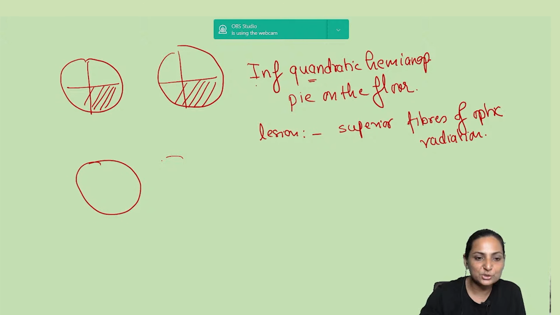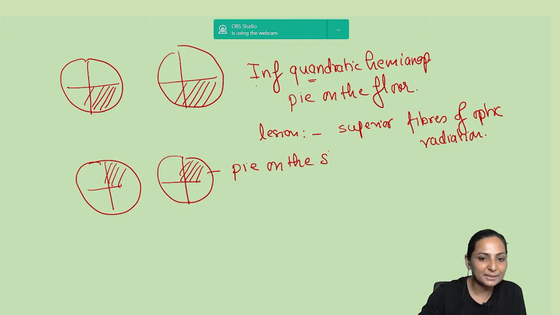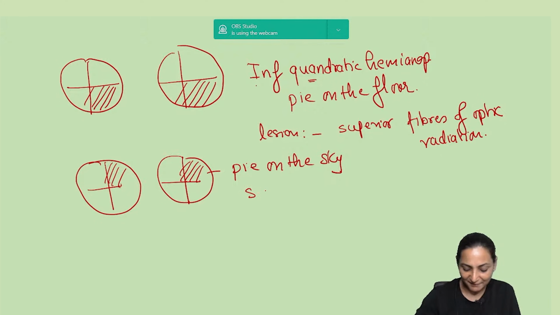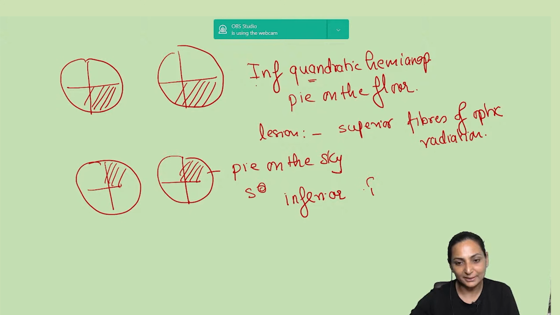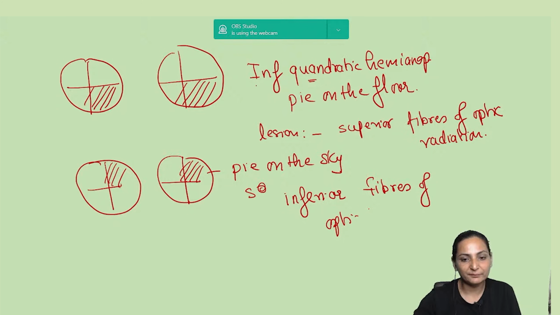Now, when you get a superior quadrantanopia, which is called the pie in the sky, the fibers which will be involved will be the inferior fibers of the optic radiation.